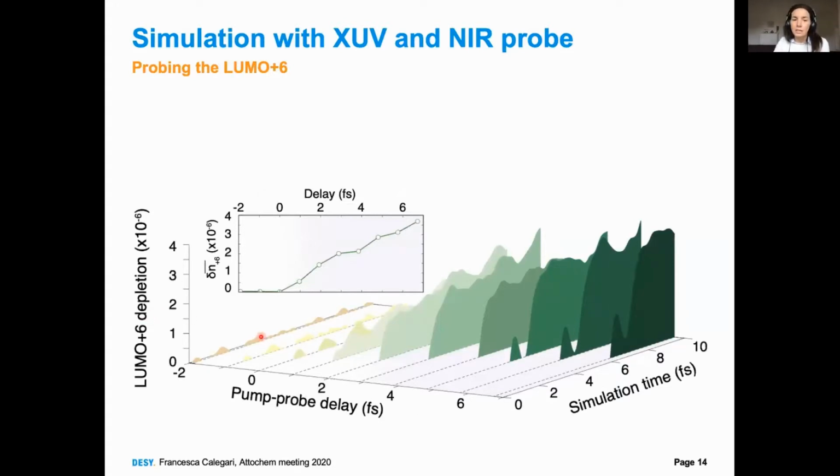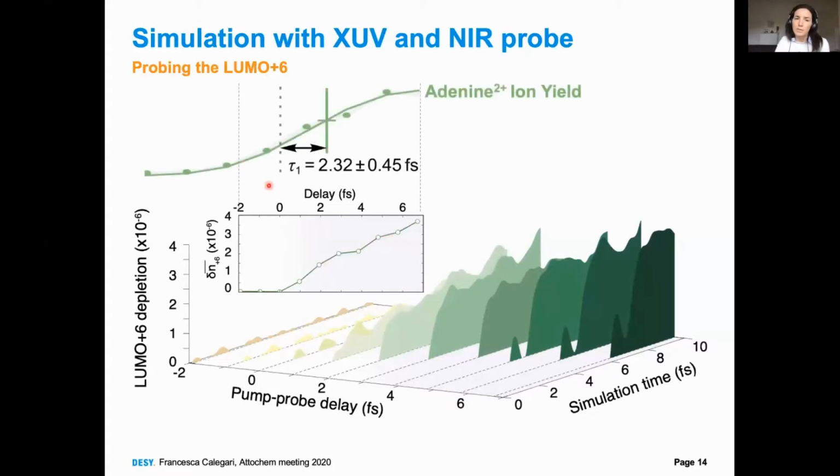And as you can see here, this is actually the absorption as a function of the pump-probe delay. The absorption is not maximal at zero time delay, but indeed it's increasing with time. And if we integrate this as a function of the pump-probe delay, we obtain a curve which is rising in time, which somehow matches the curve we have obtained in the adenine 2+ ion yield, indicating that indeed the observed time delay is due to the gradual population of this shake-up state, which is very important in this stabilization process.